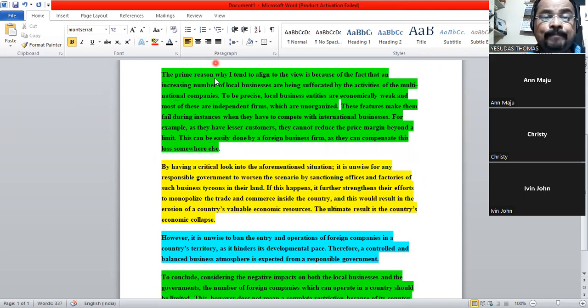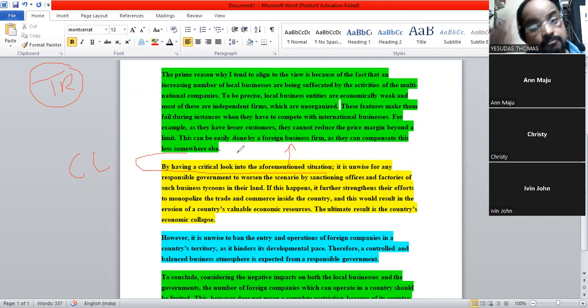Now it's connected to the second paragraph by having a critical look into the aforementioned situation. So it is connected to the previous paragraph. Again, we have to focus on cohesion and coherence. We have focused on the task response, that is restriction, and that's highlighted in the essay as a whole. It should be there. So restriction is the task response word we have to find. Now, cohesion and coherence. Yes, it is connected to the previous sentence.